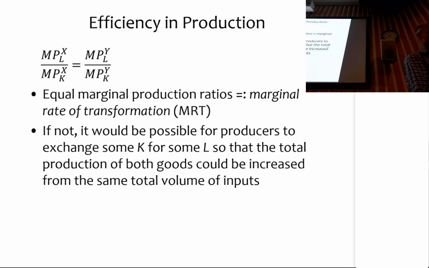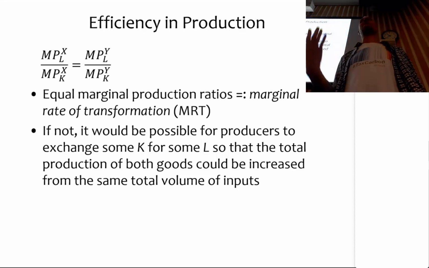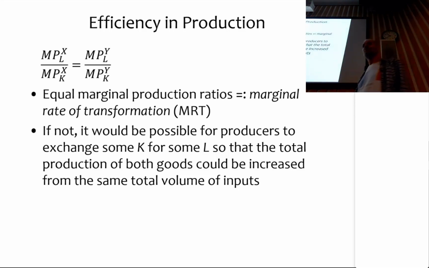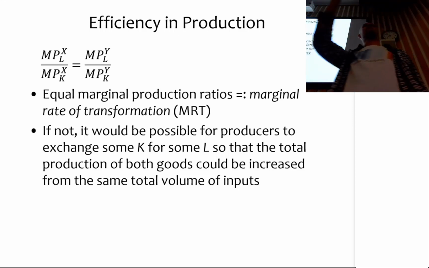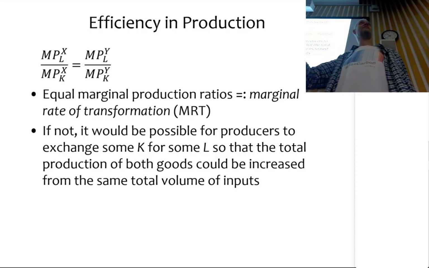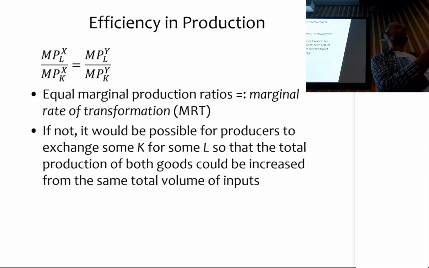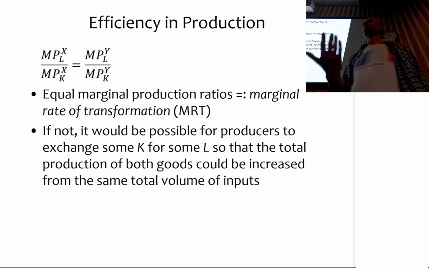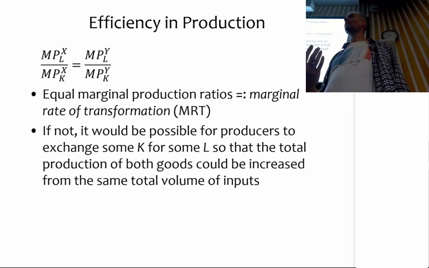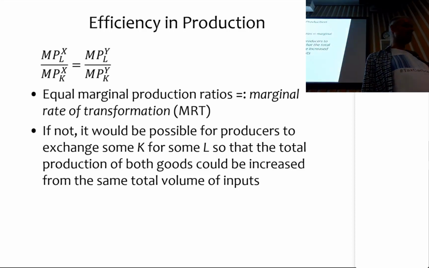Efficiency in production means that the marginal rate of transformation should be equal. And the argument is very similar. Assume that they are not. Well, then you can shift capital from the production of one to the production of the other, shift labor the other direction, and you have more of both X and Y, right? So you're better off. So that is efficiency in production.